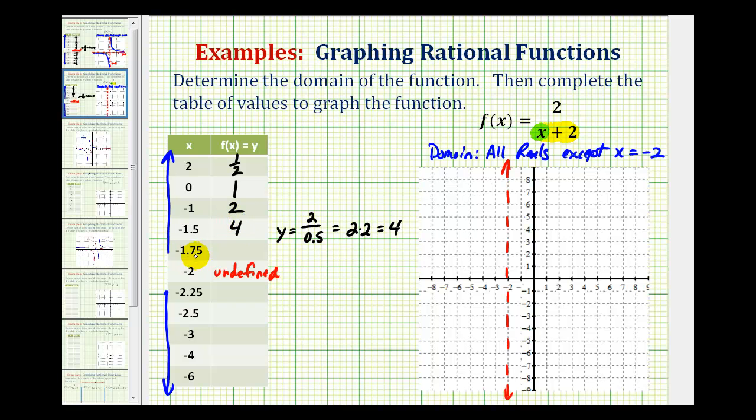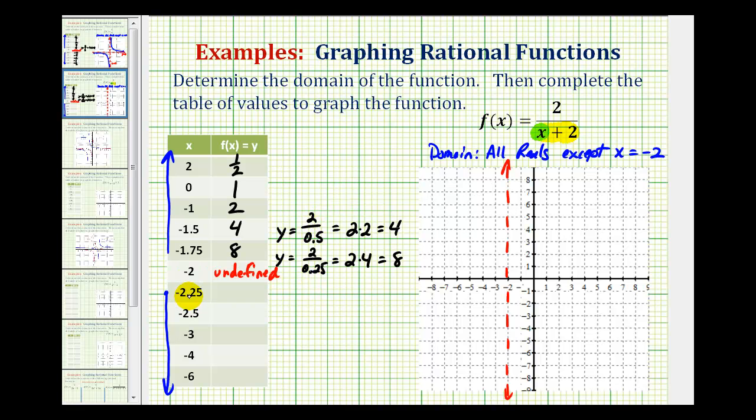When x is negative 1.75, the denominator would be positive 0.25. So we'd have y equals 2 divided by 0.25, which is equal to 1/4, and dividing by 1/4 is the same as multiplying by the reciprocal, which would be 4. So we have y equals 8. Of course, we could also do these on the calculator.